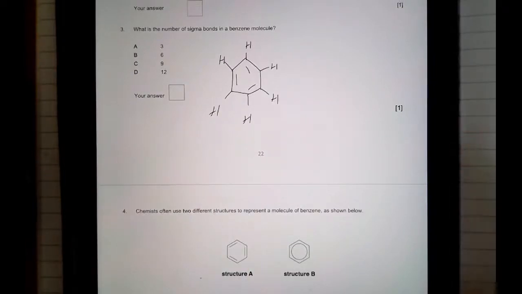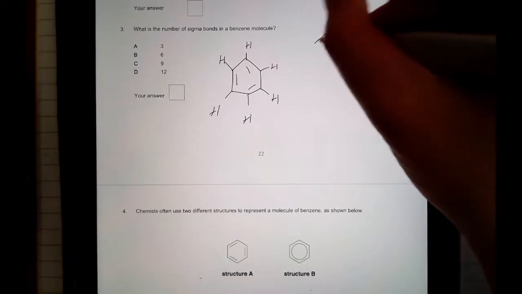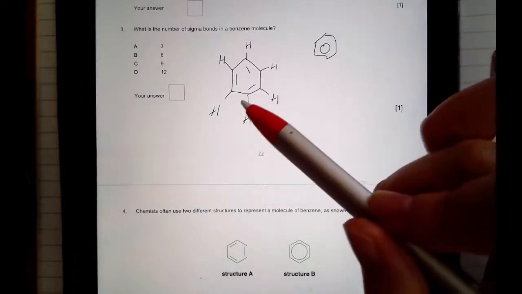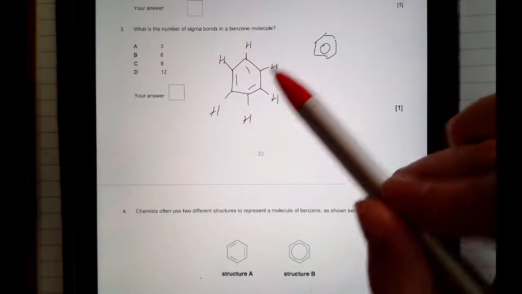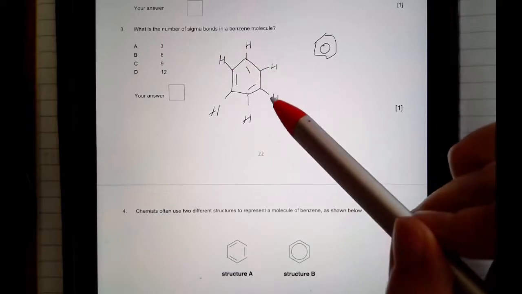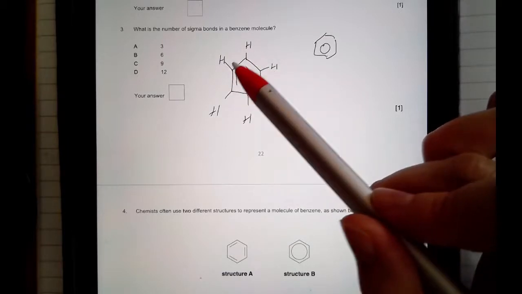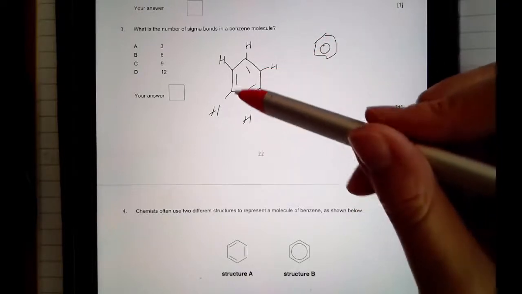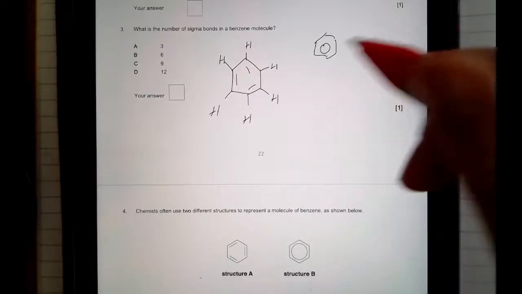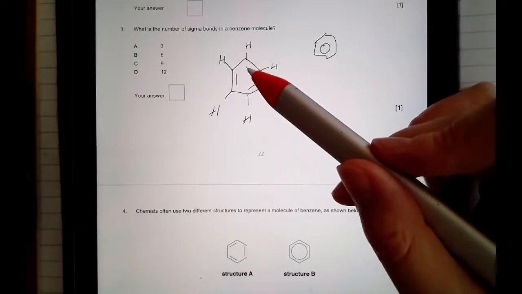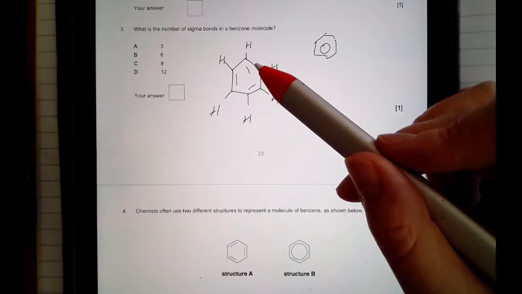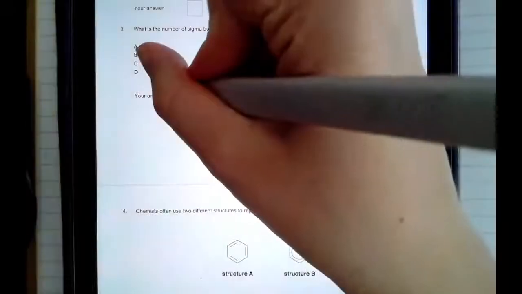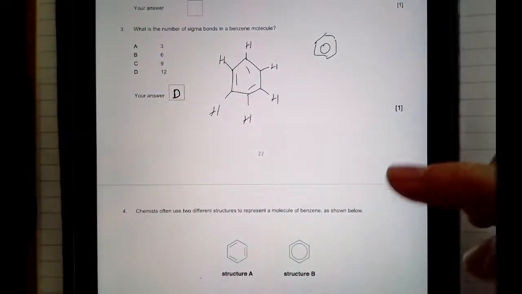So I've drawn out benzene, and rather than drawing it with the delocalized model, I've drawn it with alternating double and single bonds, just so it's easier to count my sigma bonds. So you have 1, 2, 3, 4, 5, 6 carbon-hydrogen sigma bonds. You have also got 1, 2, 3, 4, 5, 6 carbon-carbon sigma bonds. Remember, even where you've got a pi bond, you've also got a sigma bond. So I've got sigma bonds between all of the carbons and between the carbons and the hydrogens. That gives me 12 in total. That means the answer is D.